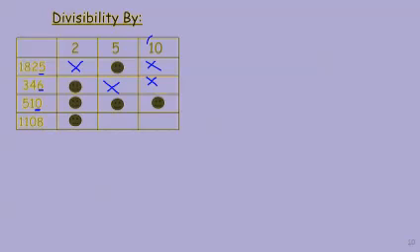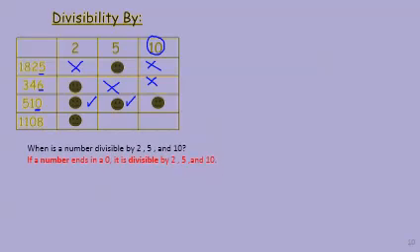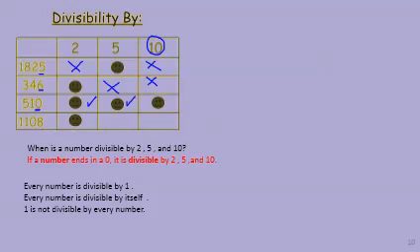So, in order to get a number which is divisible by 10, the number should be divisible by 2 and 5 at the same time. Don't forget this trick. And for the last number, which is 1108, it's only divisible by 2. So when a number is divisible by 2 and 5 at the same time, then it's divisible by 10. Don't forget that every number is divisible by 1 and every number is divisible by itself. And 1 is not divisible by every number.